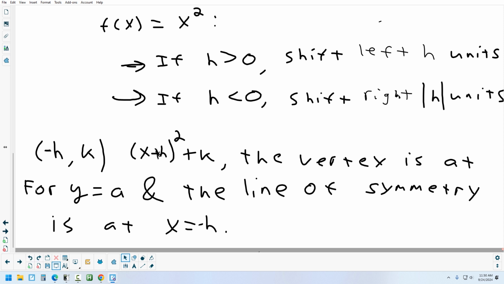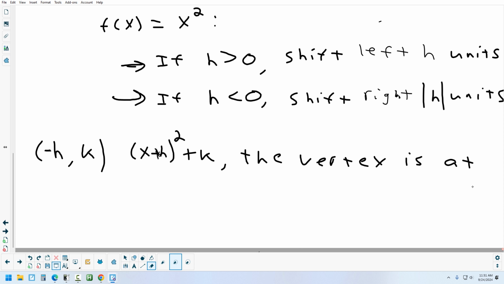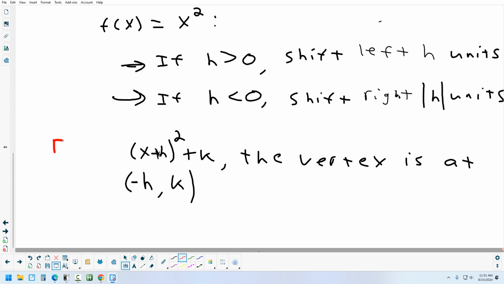Vertex of that. This got messed up a little bit. Let me fix this. So negative h, k is where the vertex is. Let's put that there. For that equation, the vertex is at negative h, k, and the line of symmetry is x equals, and it's just one of those letters. Think about which one would affect the line of symmetry.